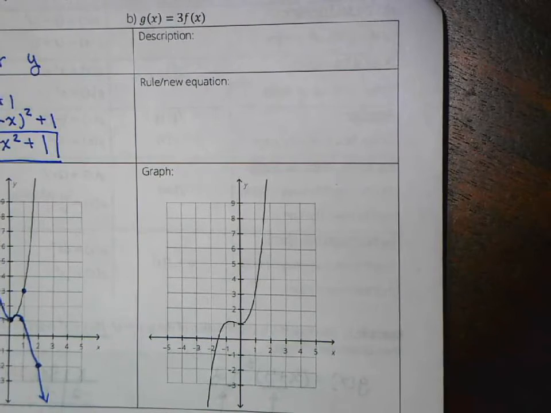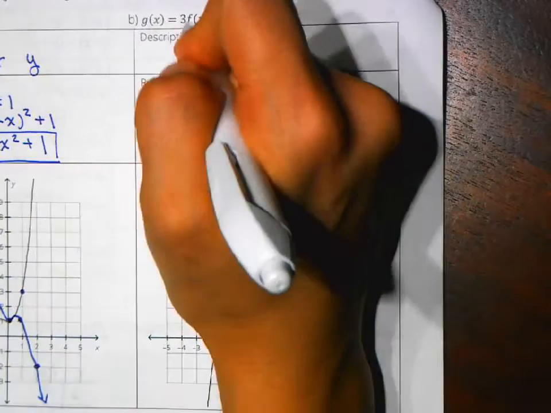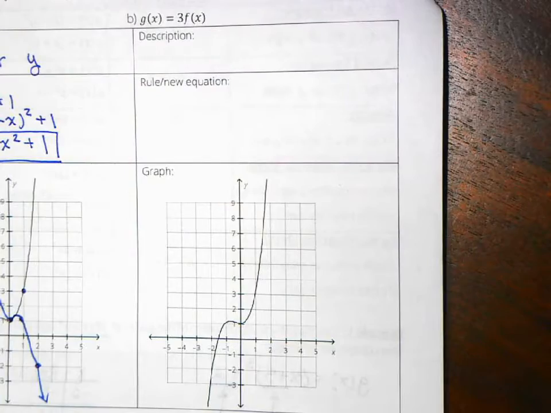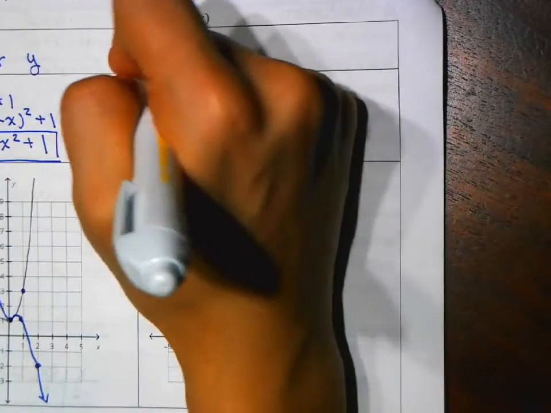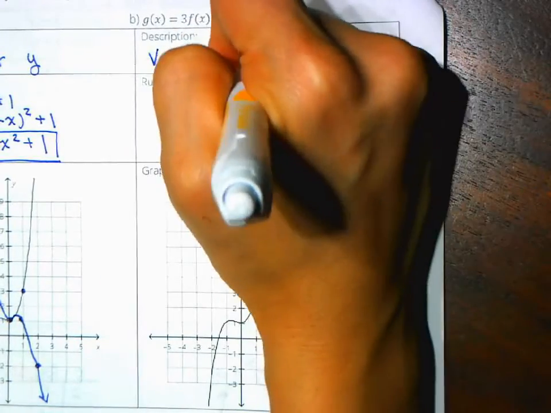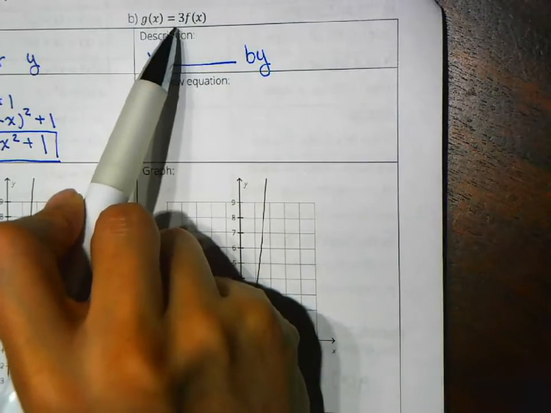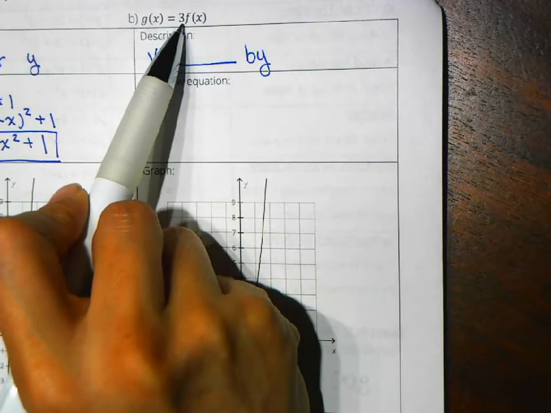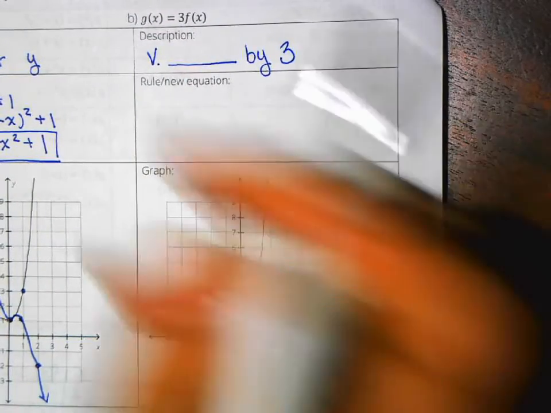Let's take a look at part B. This one has 3 times the entire f of x. That means it's a vertical movement. It's a vertical stretch or shrink because it's a multiplication and it's multiplied onto the whole thing. Vertical stretch or shrink by a factor of, and because it's a multiplication on the outside, that 3 is going to stay as 3, by a factor of 3.